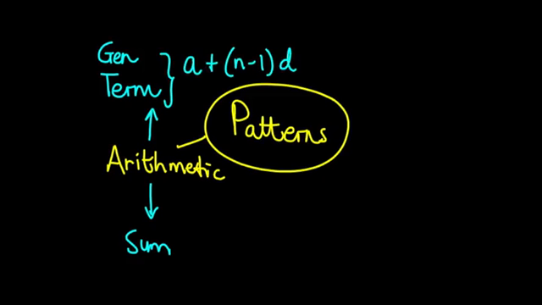And the sum of all the terms in a sequence, which we then call a series, is 2a. Let's just not get ahead of ourselves here. 2a is part of the formula, but it's not the start of the formula. So the sum would be n over 2 into 2a plus n minus 1 d.